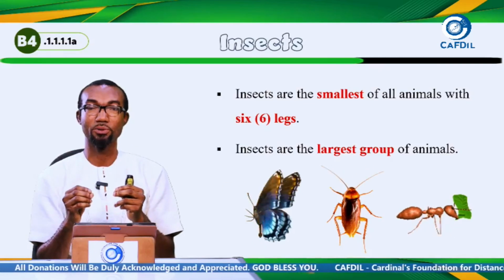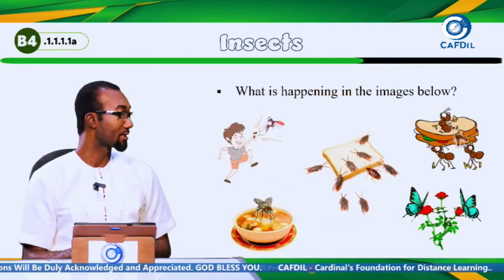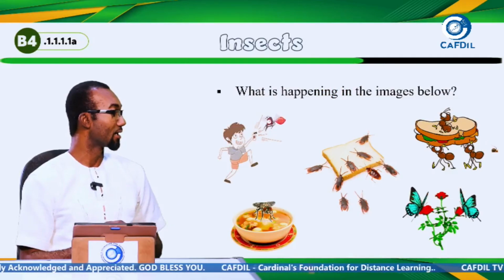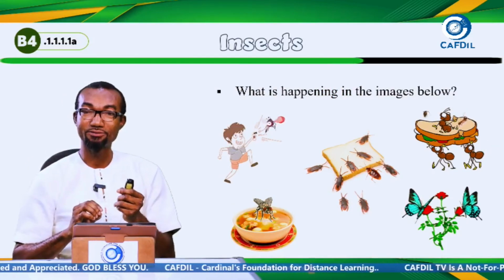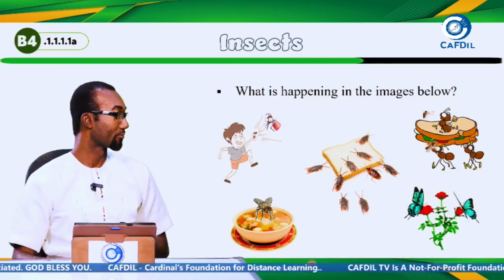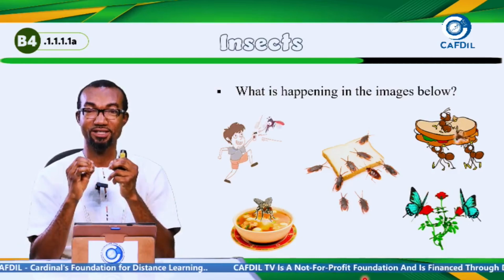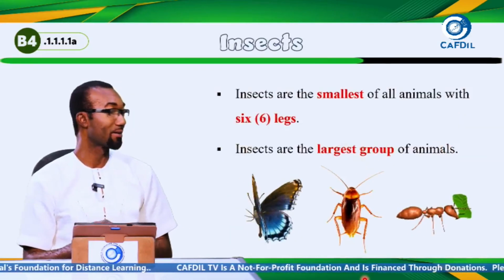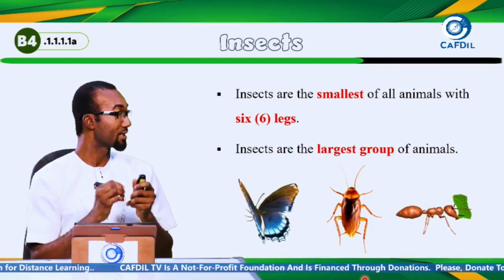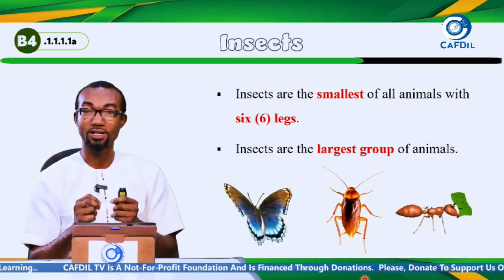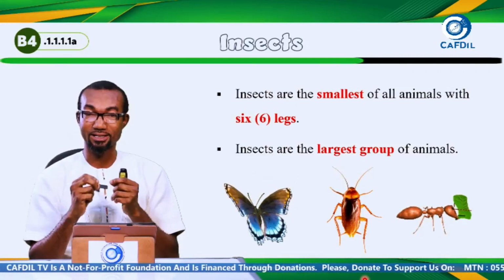Birds have 2 legs. But when it comes to insects, how many legs do they have? 6. So when we talk about insects, if you look at the images you see here, they are different kinds of animals. All these animals are different from each other. But because they have 6 legs, we classify them as what? Insects. So, kids, insects are the smallest of all animals with 6 legs.